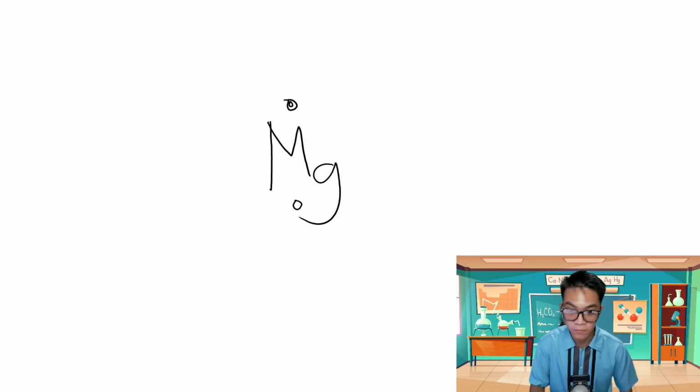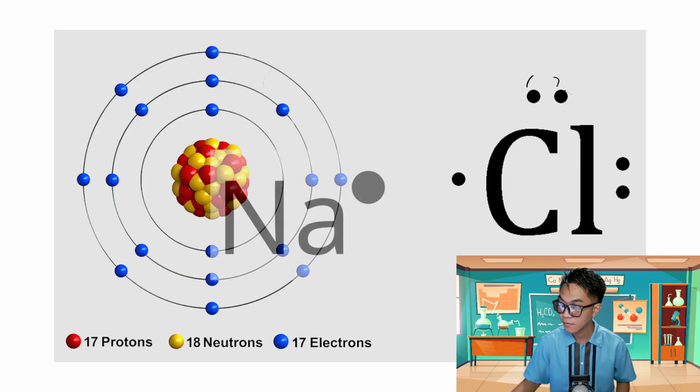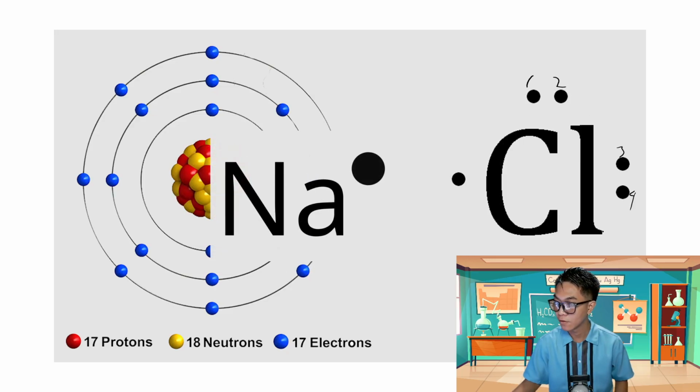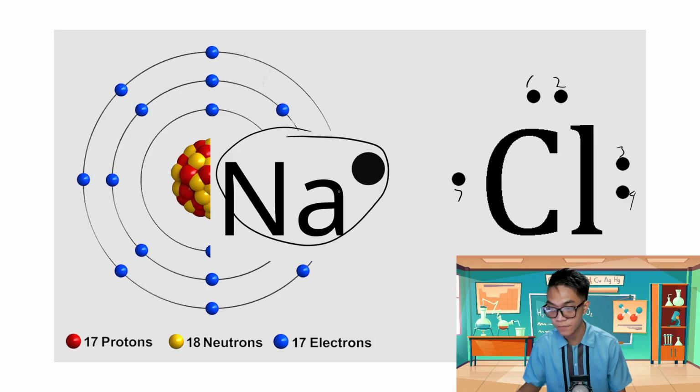Now, how is this helpful for us? Let me give you a specific example. I have here a chlorine atom which only has 1 spot left to complete its octet rule because it has 7 valence electrons, right? 2, 3, 4, 5, 6, and 7. So it now only needs 1 more to complete the octet and be stable. Let's say we have here a sodium atom. Sodium belongs to the first group, which has 1 valence electron.